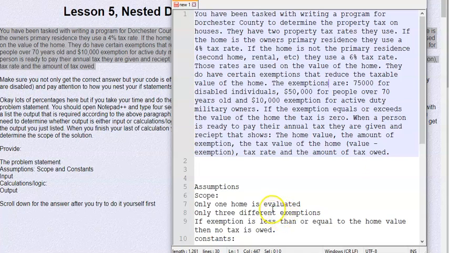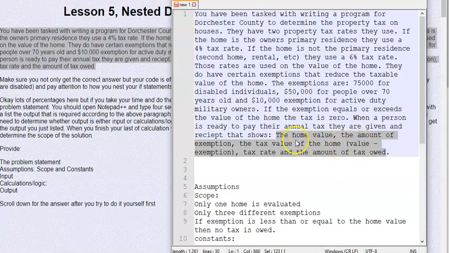Okay, so we're going to be doing the home property. Here is the problem statement that I've copied off here just so we can have it all in one Notepad++ file. You can see that we have different tax rates, we have different exemptions, and what we need to do is we need to have a receipt that shows home value, tax rates, tax owed. All right, so I copied that.